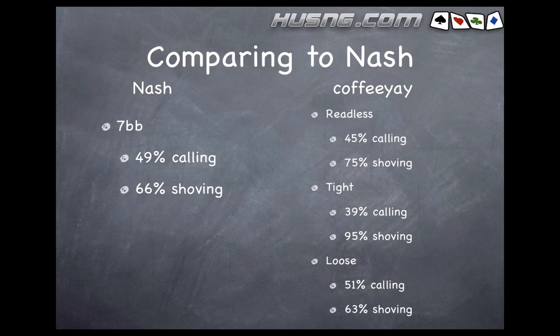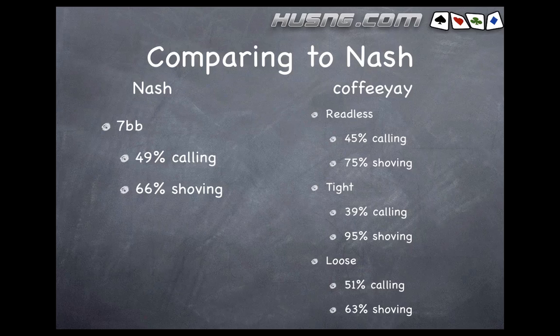For the tight read, we put a read that villain was calling 39% or tighter, likely. That was our estimate for that. And so we found that we could be shoving 95% of hands. It was a very wide range.